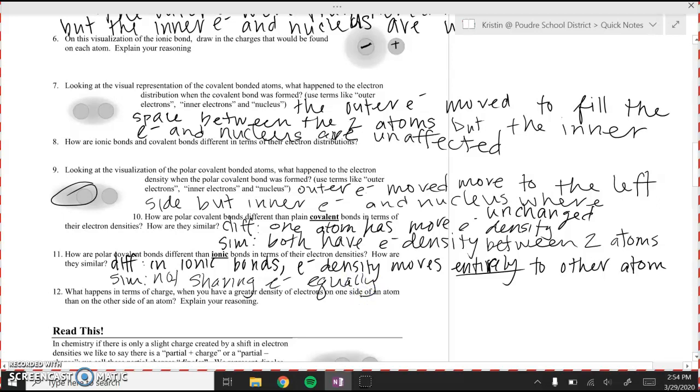Okay. What happens in terms of charge when you have a greater density of electrons on one side of an atom than on the other side? So if you have a little bit more electrons, you're going to be a little bit more negative.